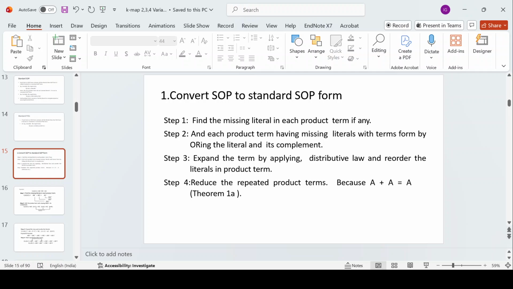So first of all, we have to find the missing literal, and the next step is, in each product term having missing literals, we AND the terms formed by adding the literal and its complement. So expand the term by applying the distributive law, and we have to reorder all the literals in the product term. Then we have to reduce the repeated terms with the help of the law.